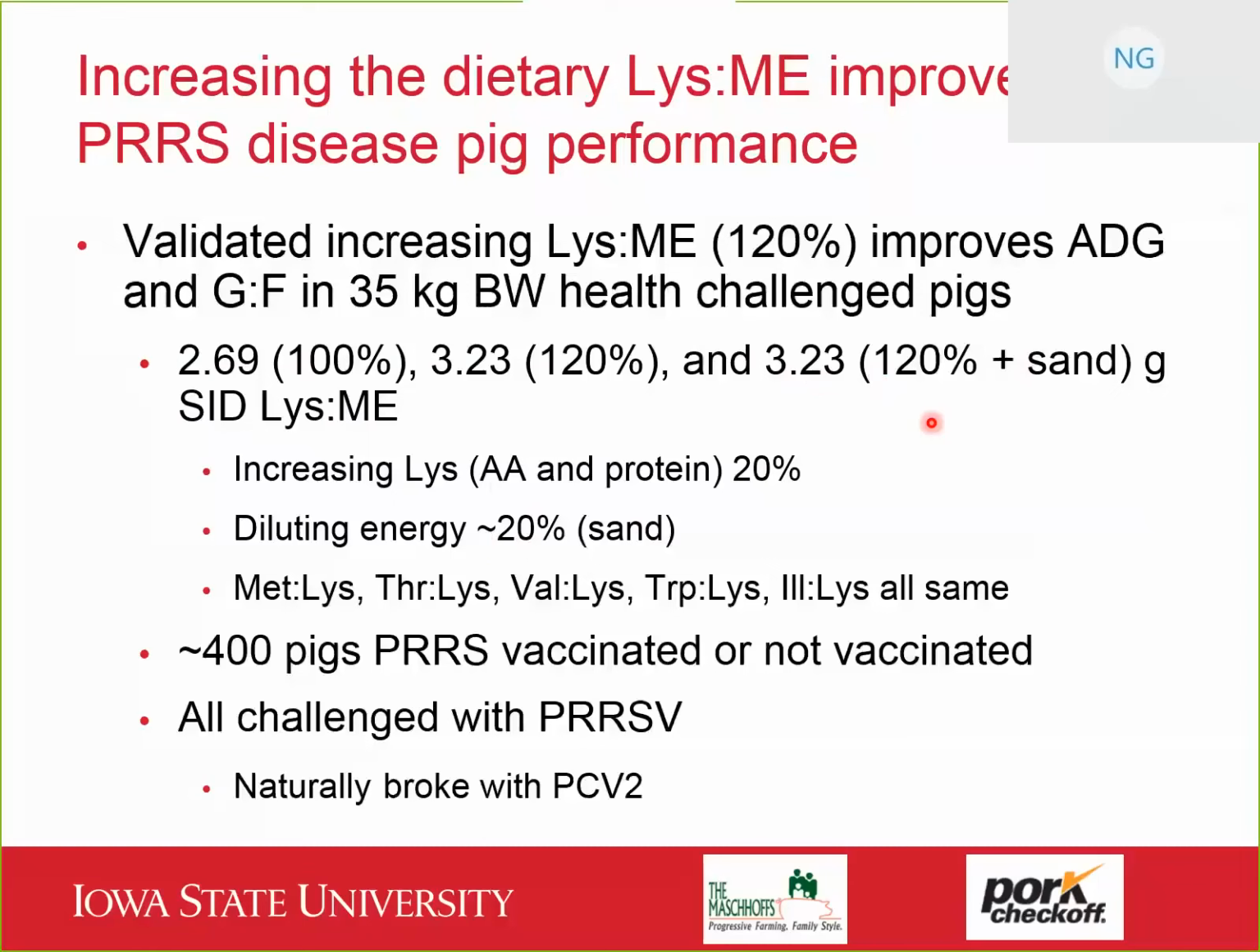And we did this in PRRS vaccinated and non-vaccinated pigs. During this study, they were not vaccinated for PCV2, so they actually broke with PCV2 at the same time we gave them the PRRS challenge. So we had a really good disease model that ran about 14% mortality, and that was really a combination of PRRS and PCV2 co-infection that we saw in these 35 kilogram pigs.